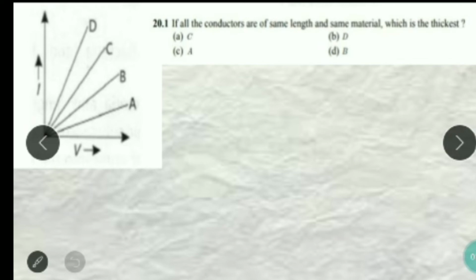As you can see this graph which we were discussing right here before, the very first question says that if all the conductors are of the same length and material, which is the thickest?